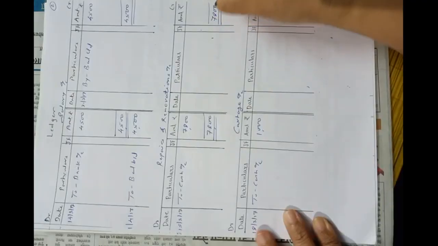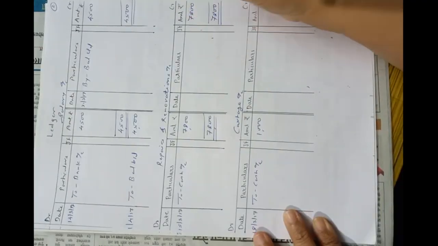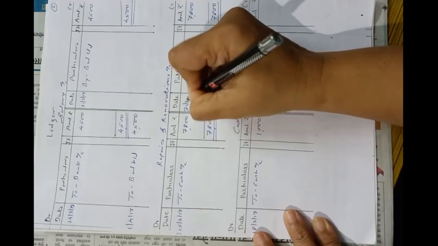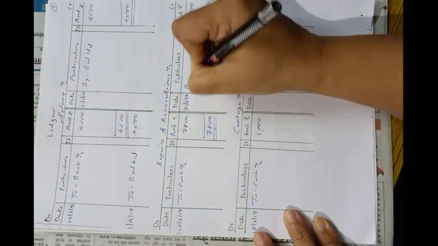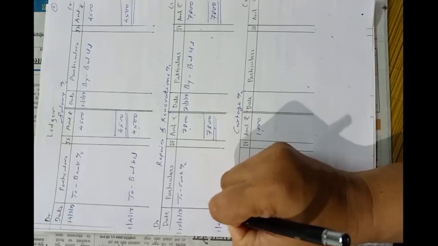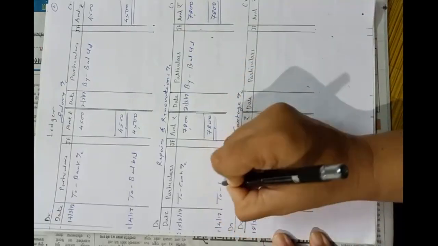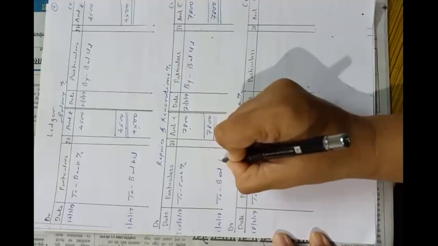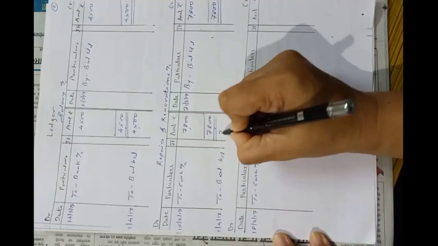Repairs 7800. Balance will be 7800 on 31st March 17 by balance carried down, and opposite side below the total on 1st April 17 to balance brought down 7800.